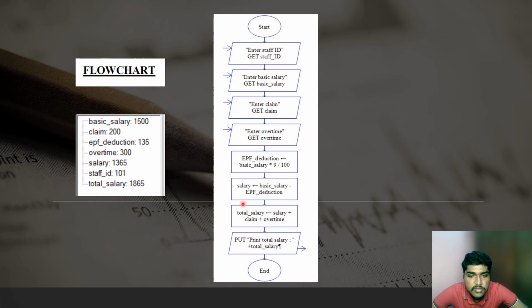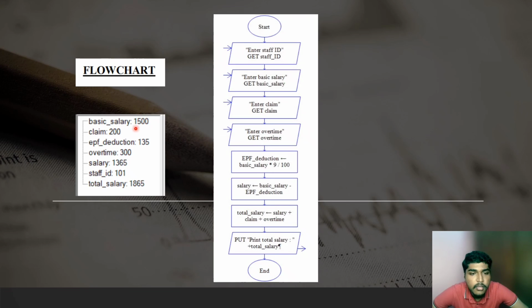And the last process is to find the total salary. For total salary, we have to add salary plus claim plus overtime. These three have to be added together, and the last is output. For output, we have to open the double quotation again and type print total salary, colon, and close the double quotation, type again plus total underscore salary. Then end this flowchart.